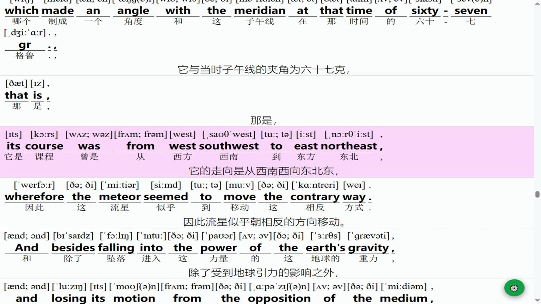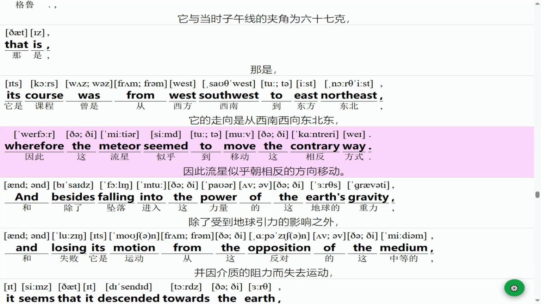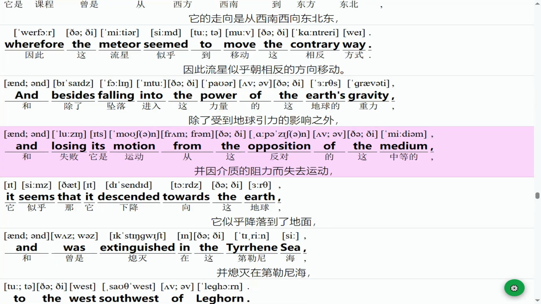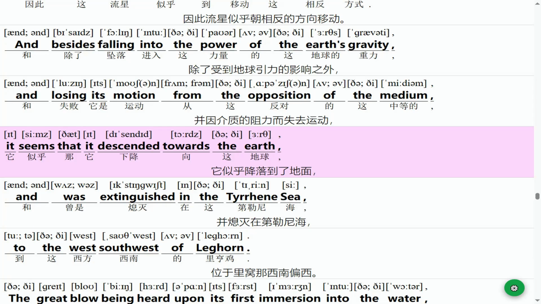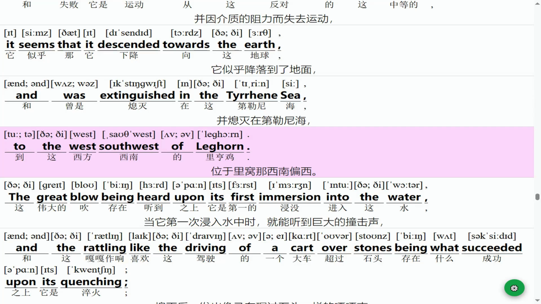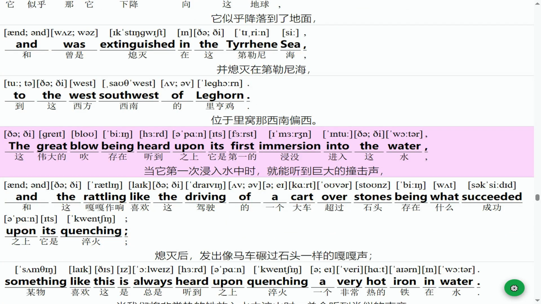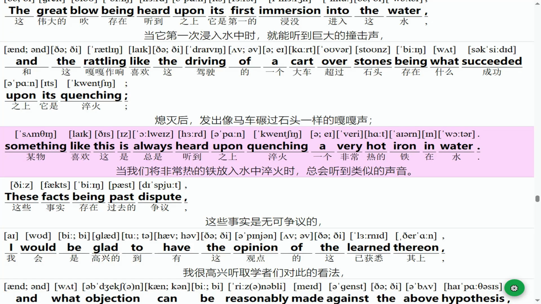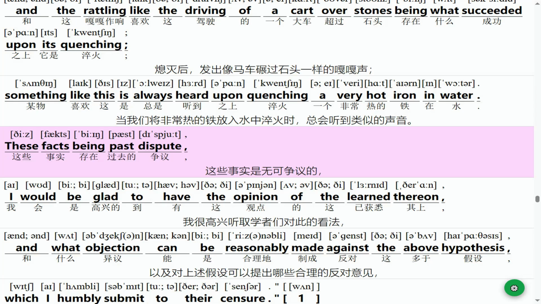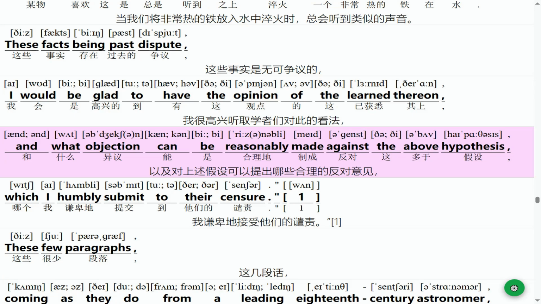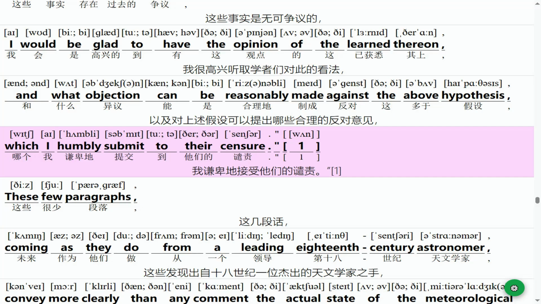That is, its course was from west-southwest to east-northeast, wherefore the meteor seemed to move the contrary way, and besides falling into the power of the earth's gravity, and losing its motion from the opposition of the medium, it seems that it descended towards the earth, and was extinguished in the Tyrrhene Sea, to the west-southwest of Leghorn, the great blow being heard upon its first immersion into the water, and the rattling like the driving of a cart over stones being what succeeded upon its quenching. Something like this is always heard upon quenching of very hot iron in water. These facts being past dispute, I would be glad to have the opinion of the learned thereon, and what objection can be reasonably made against the above hypothesis, which I humbly submit to their censure.